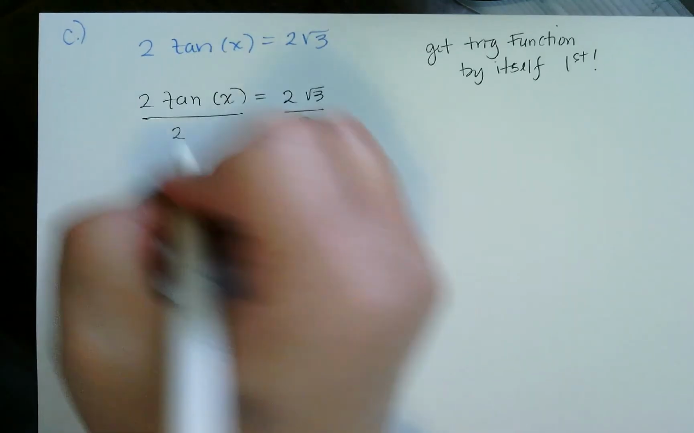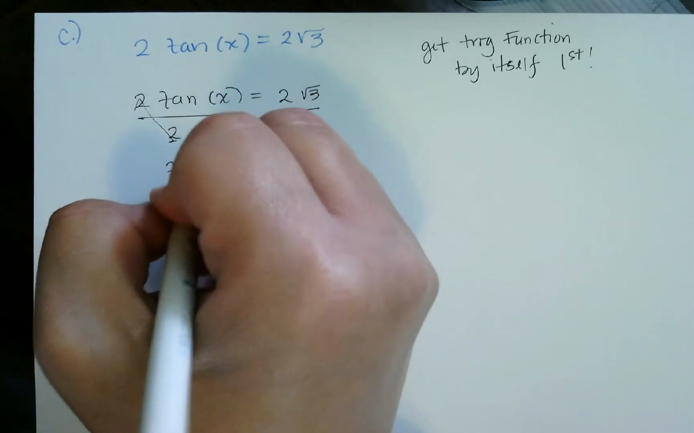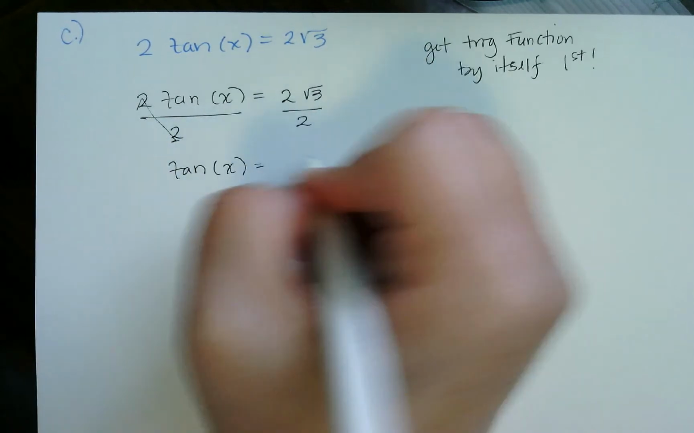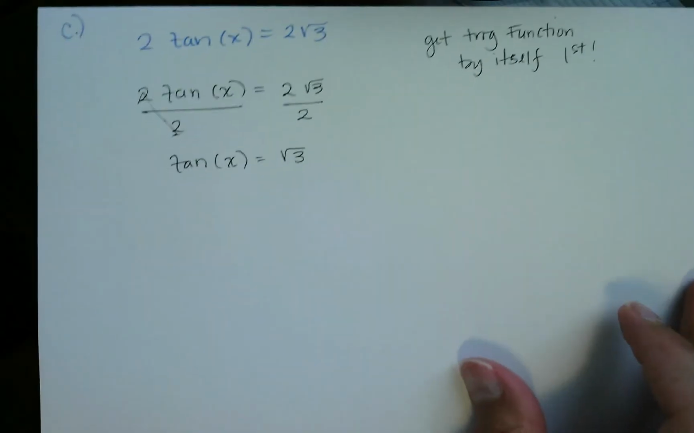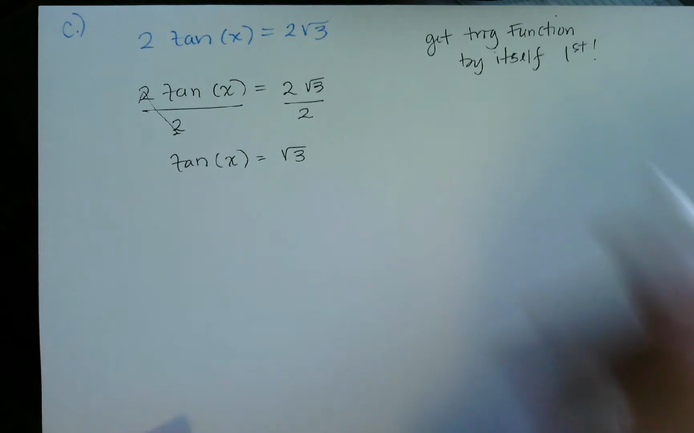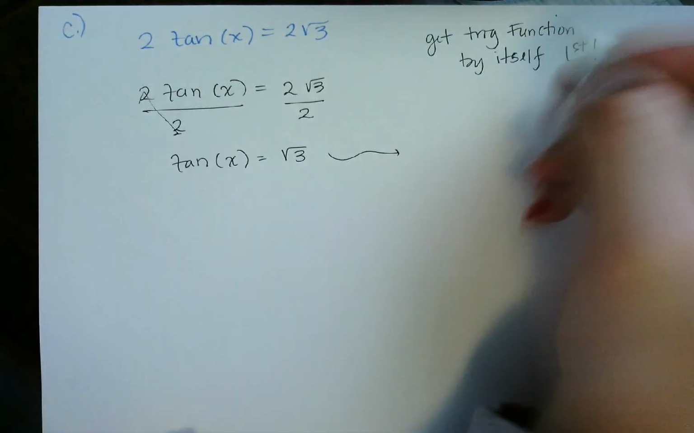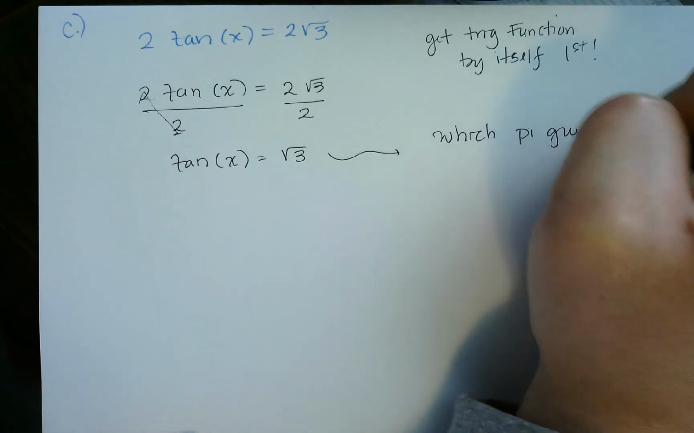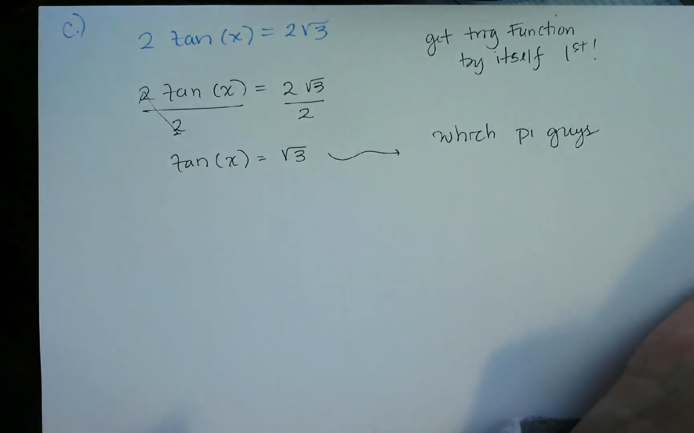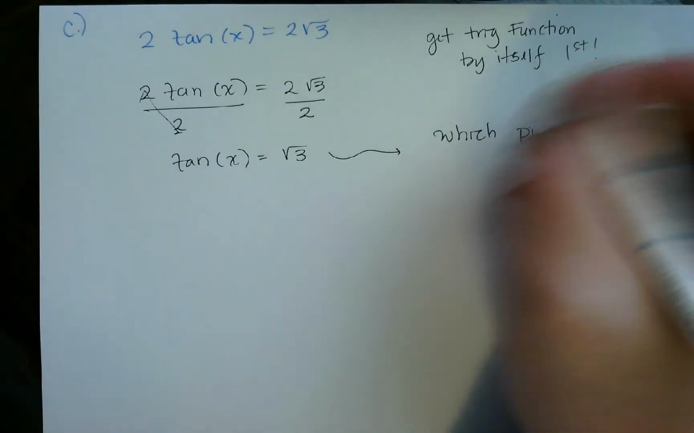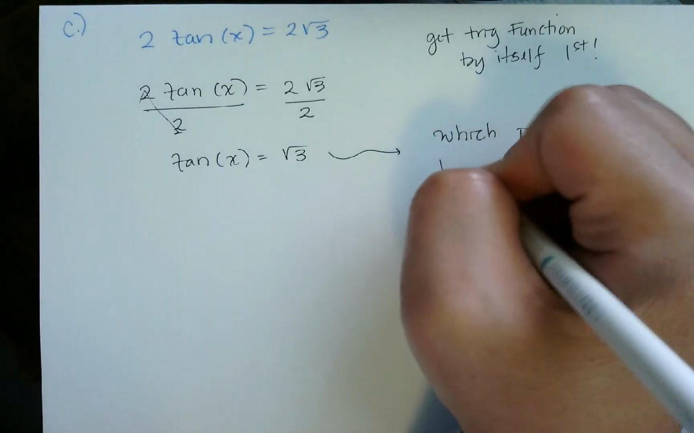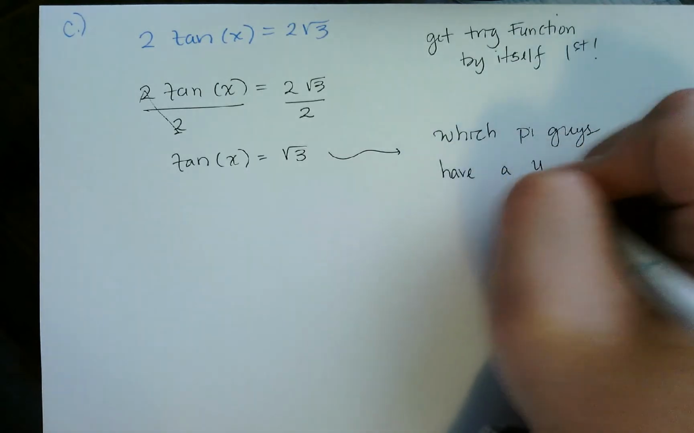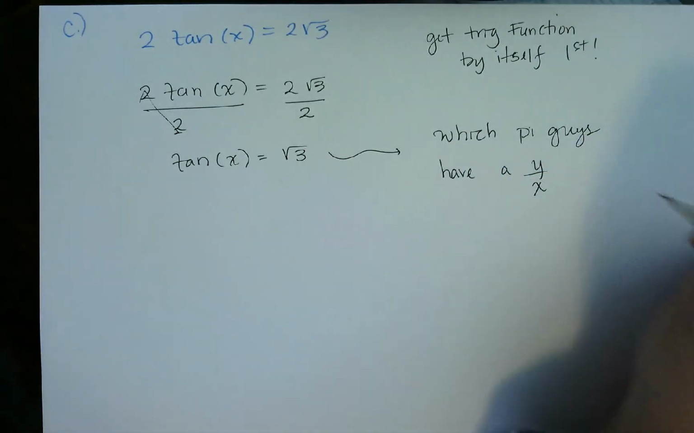So it just simplifies to the square root of 3. So now, which pi guy, or guys? There's going to be 2 solutions in general. Not all the time, but you want to make sure you get them all in the first walk around the circle. Which pi guys have a y over x equal to square root of 3? This tangent is y over x.